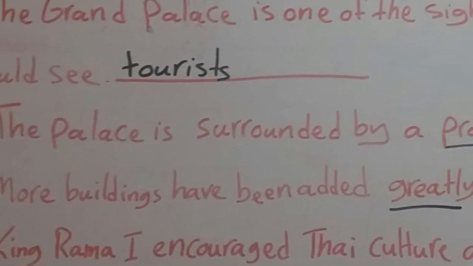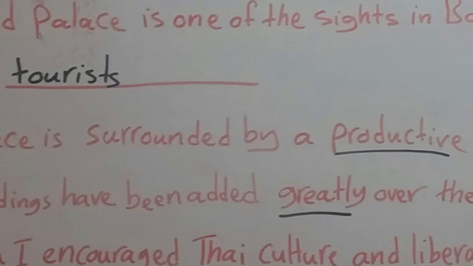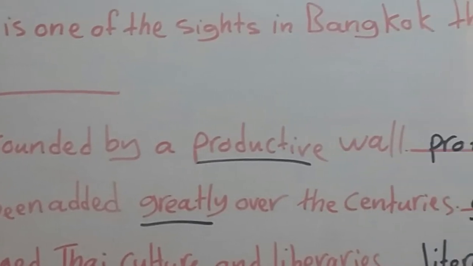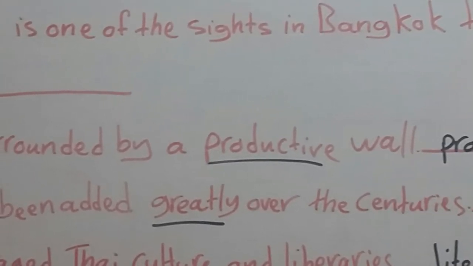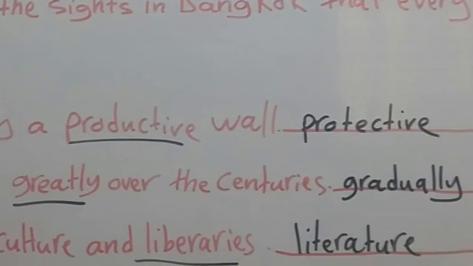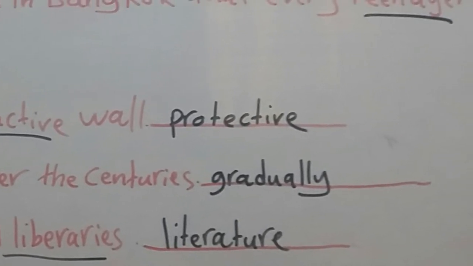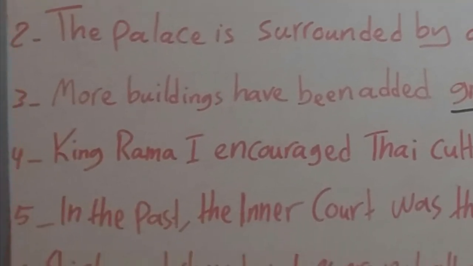Number 3. More buildings have been added greatly over centuries. Centuries here means 100 years, يعني قرون, مئات السنين. So greatly is the wrong word. The correct word is gradually. And gradually معناها بشكل متدرج, تدريجيا يعني, gradually.